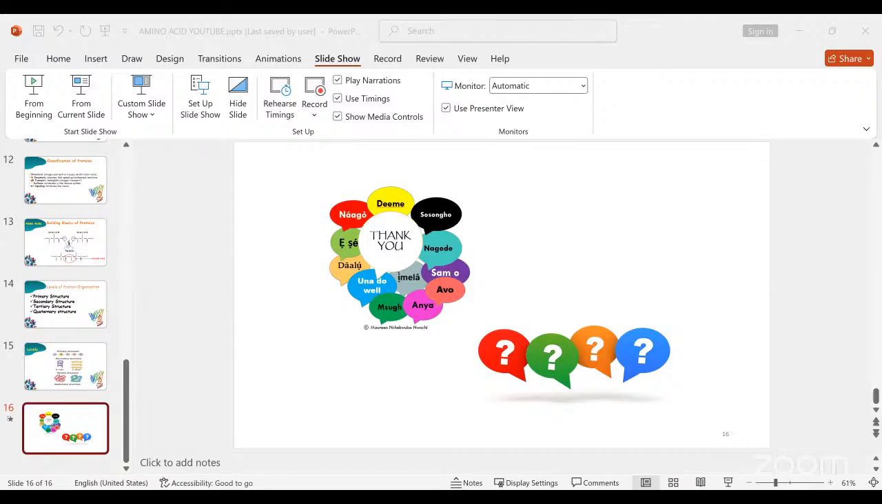So we have, for example, hemoglobin. Hemoglobin has 4 subunits. That means it has 4 tertiary structures joined together to make hemoglobin. So hemoglobin is a quaternary protein made up of 4 tertiary proteins. Do you understand it, Ernest?